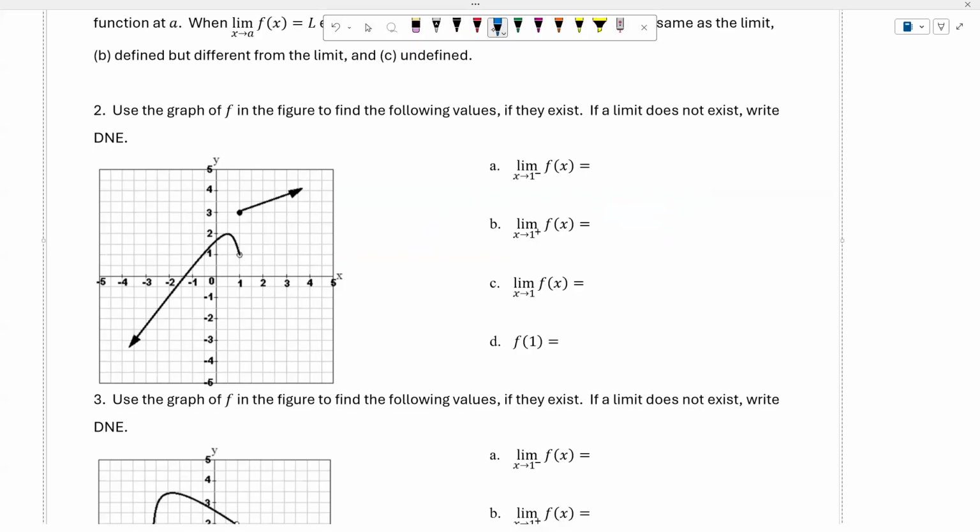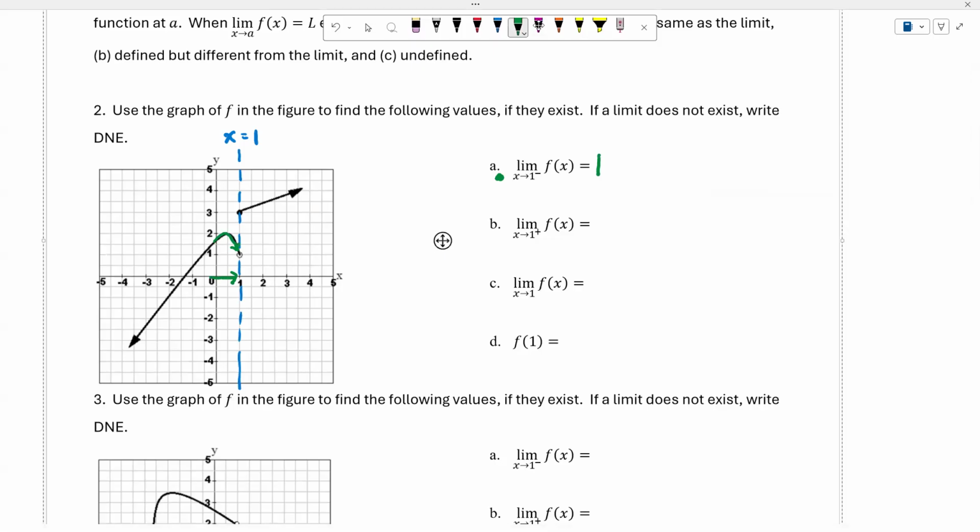Now, let us look at this. You will see that x equal to 1 is this vertical dashed line right here. Now, to this one right here, when the limit as x approaches 1 from the right-hand side, what happens to the output? The output that I have is getting closer and closer to 1. So that's why my answer here is 1.